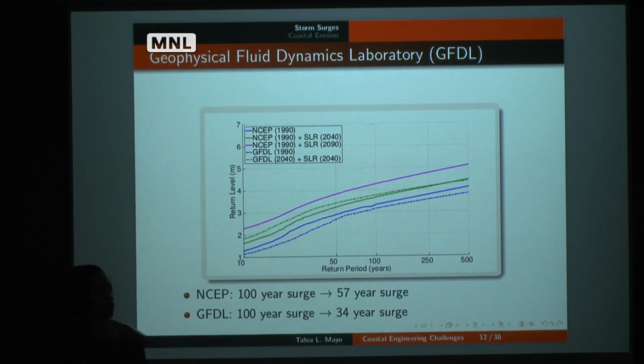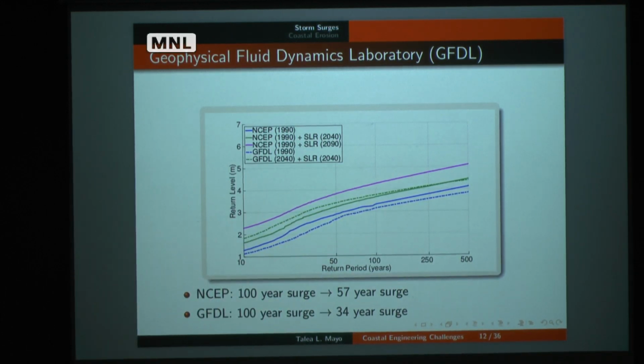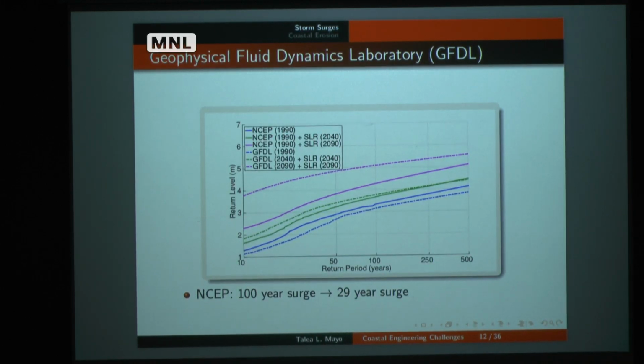Where is it on the green line? So it's the 34-year flood, okay? And then if we look at the next year, so now we're accounting for the sea level rise and the changing storm climatology. When you ignore the storm climatology, the 100-year becomes the 29-year. But if you account for the storm climatology, the 100-year becomes the 6-year by the end of the century.